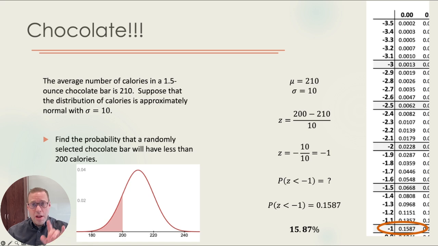There's our first example. When we come back, we'll have another chocolate example, but this time we're going to talk about probabilities greater than a certain value.